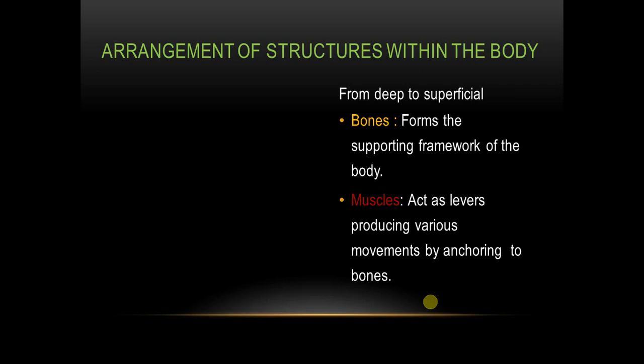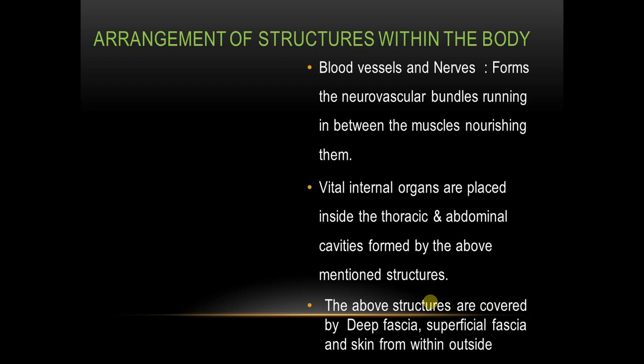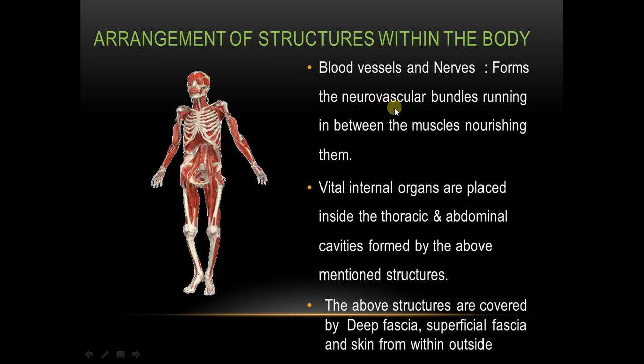Ultimately, coming to the end of the class, how are the structures arranged inside our body? We all know that in the depth we have the bones which form the framework. Then surrounding these bones are the muscles. They anchor to these bones and bring about the movements. Running between these muscles are blood vessels and nerves, which form the neurovascular bundles running in between the muscles.